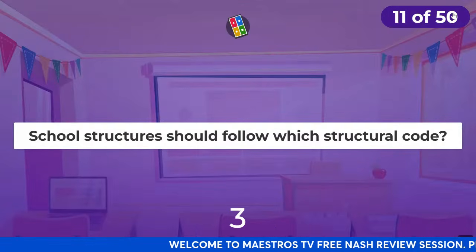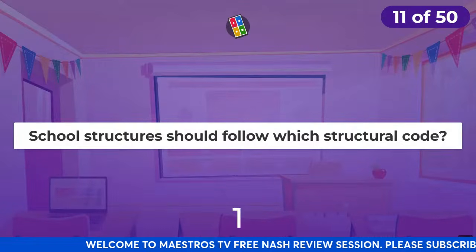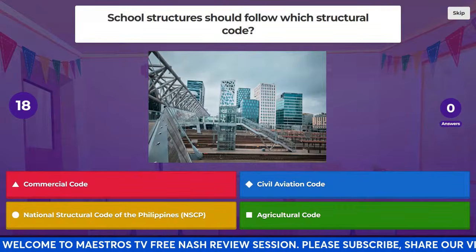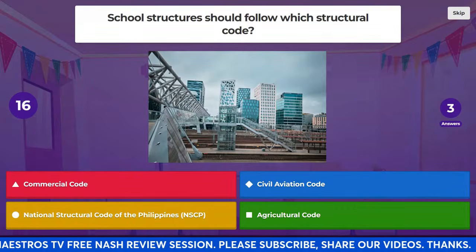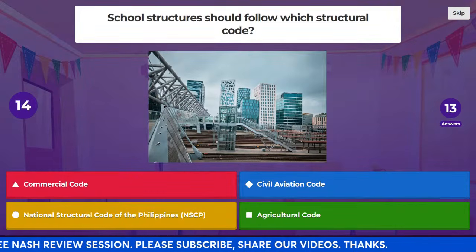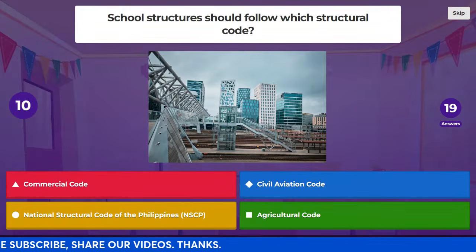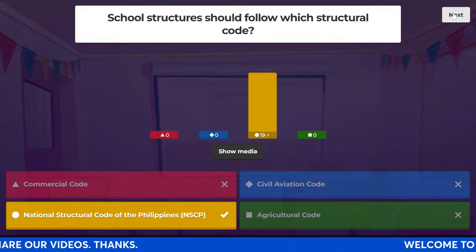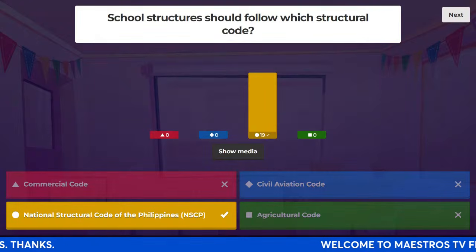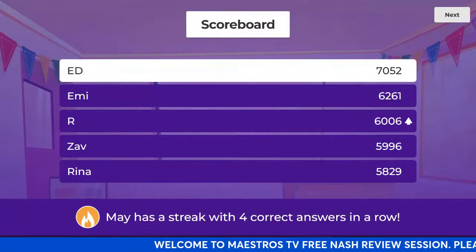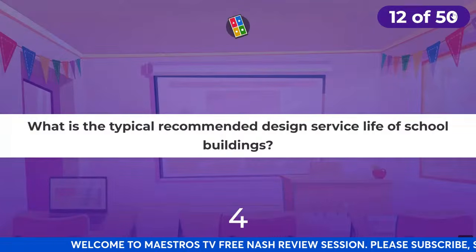Next, 11. School structure should follow which structural code? Yellow. Okay, the National Structural Code of the Philippines. Here are your top five still on their names.